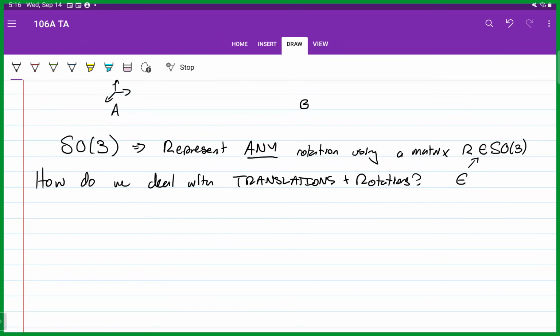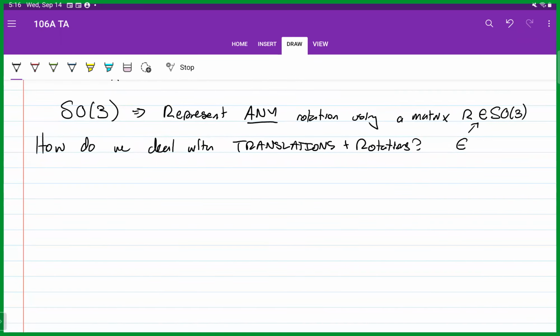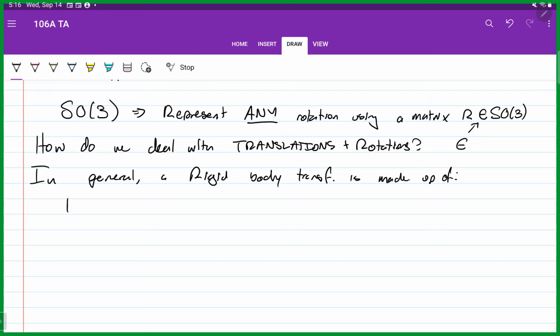Okay. So let's talk about what rigid body transformations are in general. In general, a rigid body transformation is made up of, first, a rotation, which mathematically we could think of as some matrix R in this group SO3, as we were just talking about. And secondly, we have a translation.